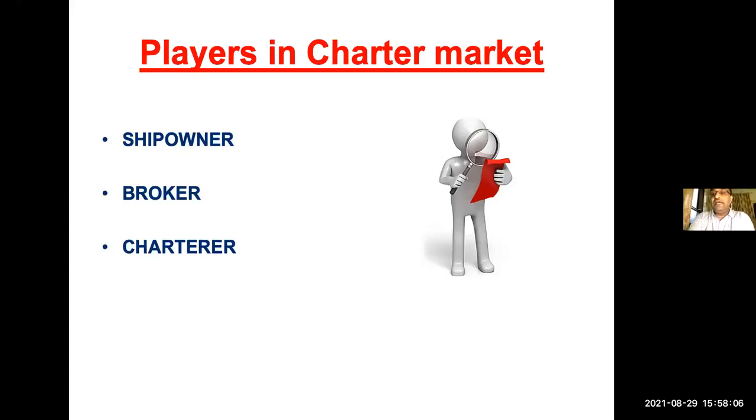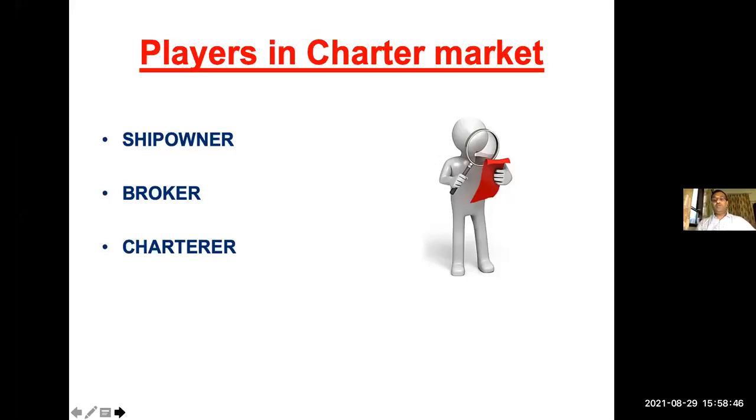So friends, as we were discussing, there are mainly three players or actors in the charter market: the ship owner, the ship broker, and the charterer. Ship owner and broker are quite easy to identify. Charterer, sometimes there's a little confusion. As I said, different definitions are given. Some say he's a cargo owner, some say he's a buyer, some say he's a seller. So now it's amply clear that a charterer is a person who enters into a lawful agreement with the ship owner for transportation of goods.